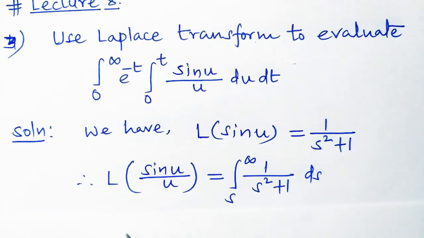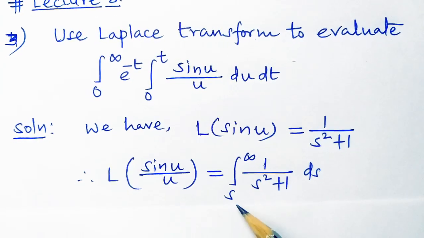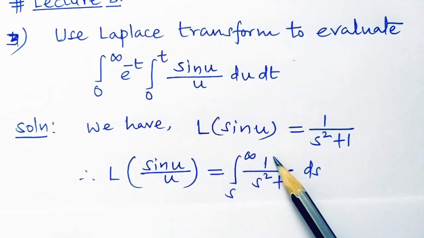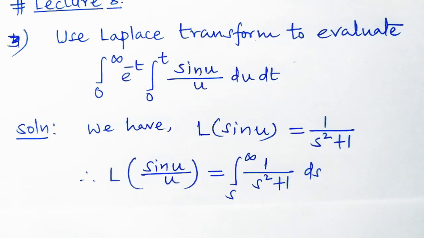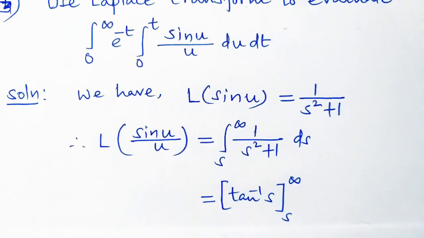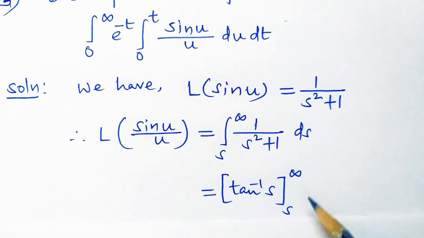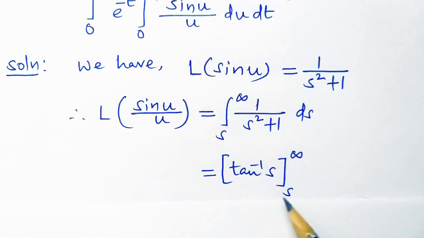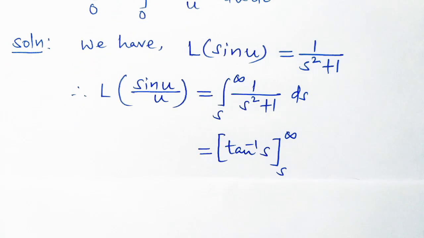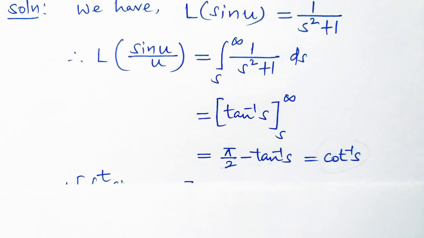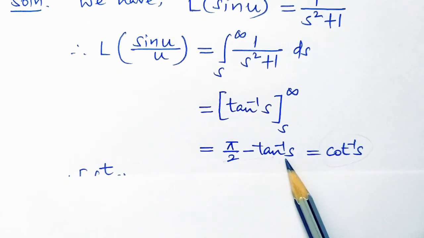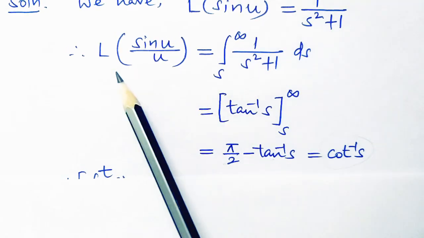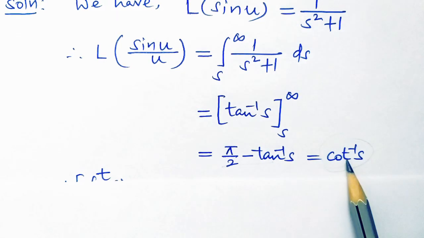So we will have Laplace of sine of u divided by u as integration between s to infinity 1 divided by s square plus 1 ds. And further on integration, we know that this function gives tan inverse of s. So here we have tan inverse of s, lower limit s and upper limit infinity. On substitution, we obtain tan inverse of infinity minus tan inverse of s, and tan inverse of infinity is pi by 2. So we write pi by 2 minus tan inverse of s, and that gives cot inverse of s. So we obtain Laplace of sine of u divided by u as cot inverse of s.